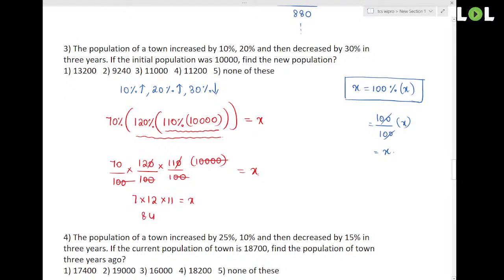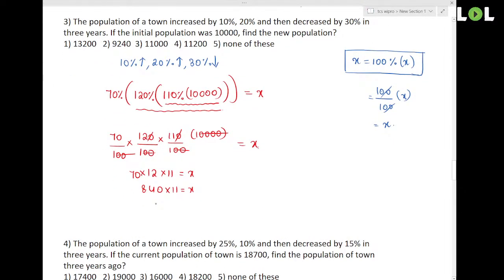7 into 12 is 84. Sorry, 70 it is. I'm sorry. This is 70. So this will become 840 into 11. If I multiply that, what do I get? I'll get 9240. So this is my final population.